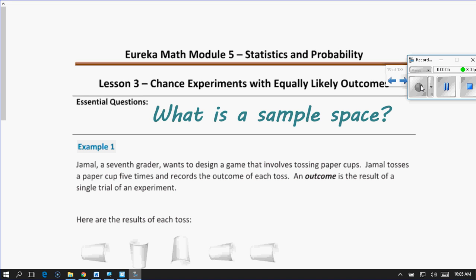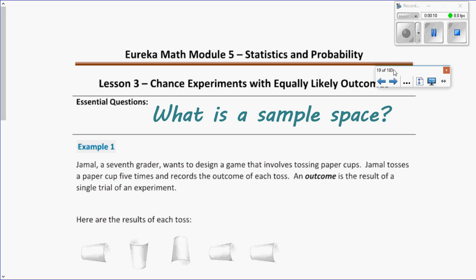We're using chance experiments with equally likely outcomes. However, I think that the essential question, what is a sample space, is more appropriate. So we're going to talk about what a sample space is, and we're going to be using those data or experimental probabilities to help us.